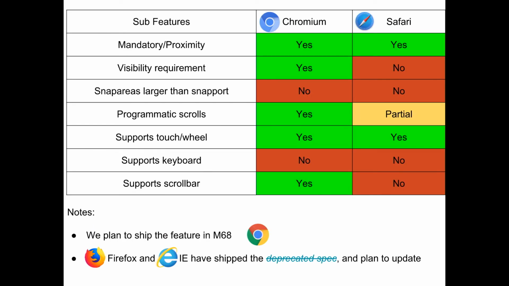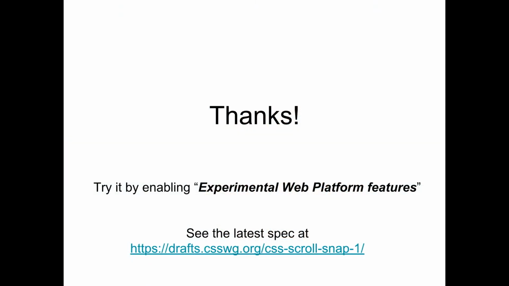Here's the current implementation status for all the browsers. Chromium and Safari are the only two browsers that are working on the new spec. Firefox and IE have shipped the deprecated spec, but they have a plan to update. As Chromium has implemented most of the basic parts of the features, we plan to ship it in the coming M68. You can try it by enabling the experimental web platform features in the about flags, and here's the link to the latest specs. Thank you.